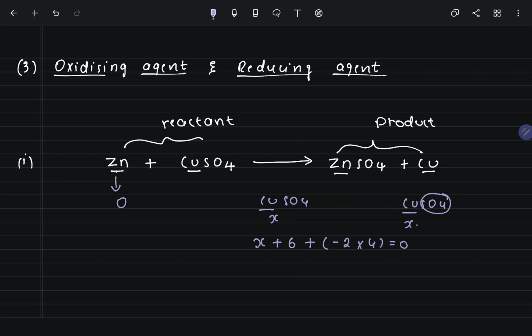Then after that, what you have to do is, x is nothing but x only. So plus 6. So here plus into minus is minus 2, 4s are 8, is equal to 0. And then x is equal to 8 minus 6. X is equal to plus 2. So what's the value of copper? The oxidation state of copper is plus 2. You have to erase this because you shouldn't do in the main column. You have to do in the working column. So what is this? Cu is plus 2.